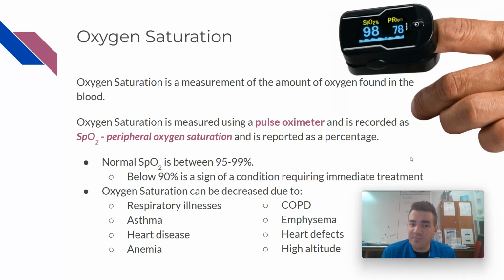Below 90, though, is a sign of a condition requiring immediate treatment. So if you heard about people being hospitalized during the pandemic with COVID, oftentimes people would ask, oh, well, what is their blood oxygen saturation? That was a very common question because it was a good estimate for how significant their illness is. And under a certain number, like under 90%, is when we needed ventilators for people.